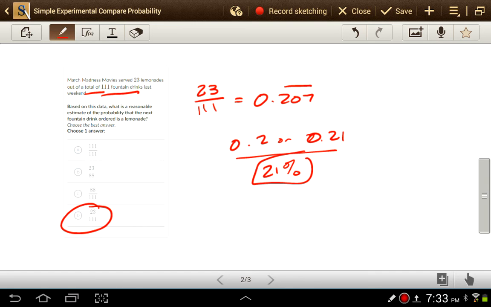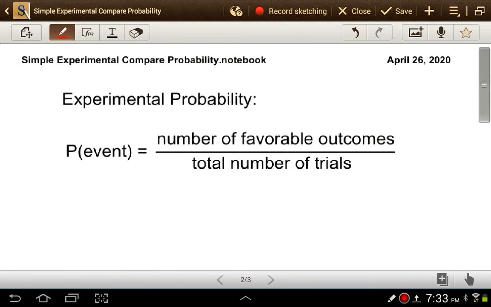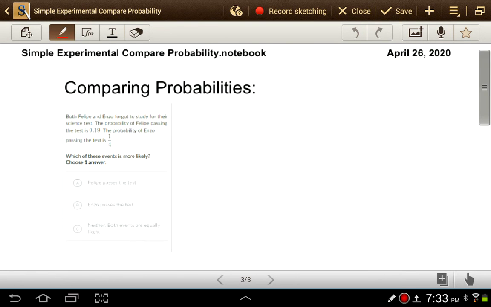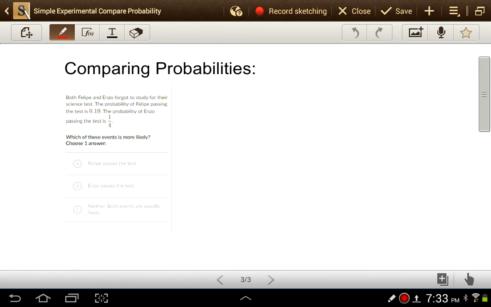Okay, in my last example, we're going to be comparing probability. In this case, we're going to give you probability in a couple different forms you need to compare. Both Felipe and Enzo forgot to study for their science test. The probability of Felipe passing the test is 0.19 and Enzo is 1/4. Which is more likely? Okay, so if you look at the answers, you're going to see who's going to be more likely to pass the test.